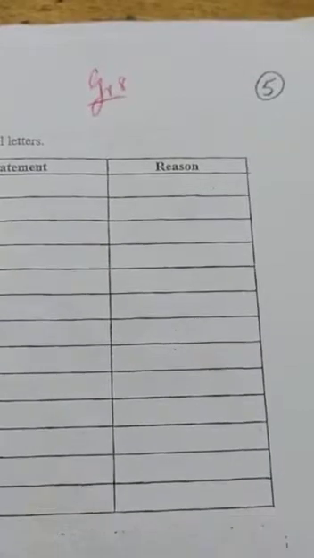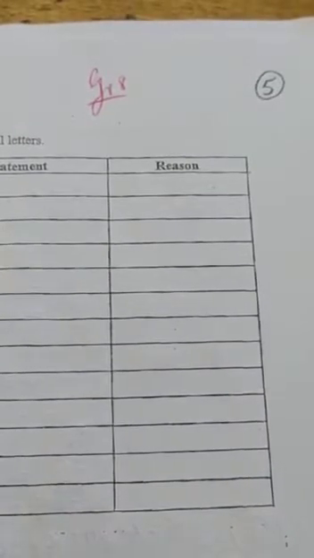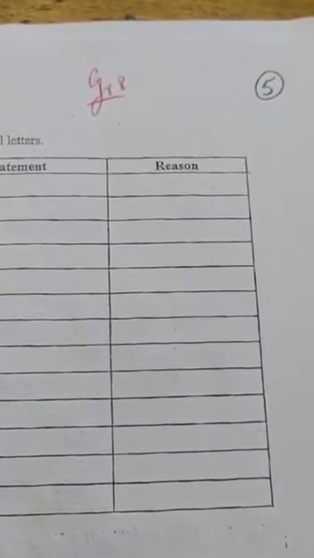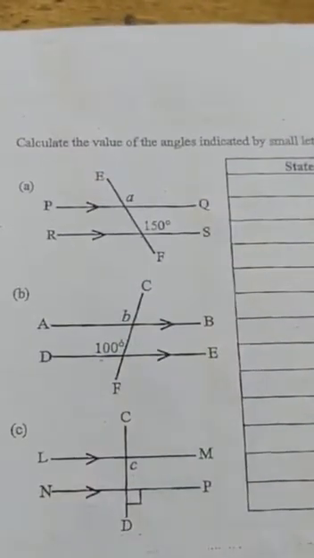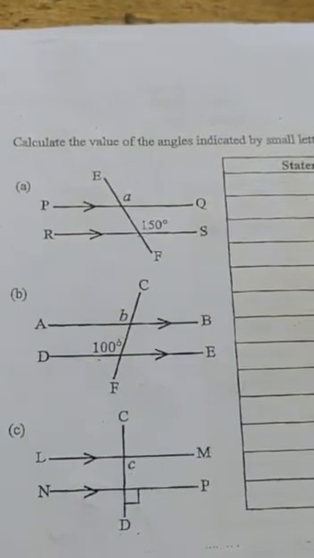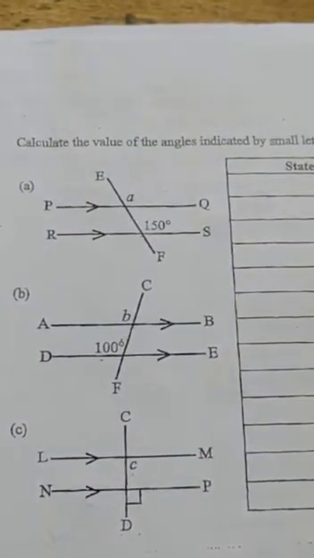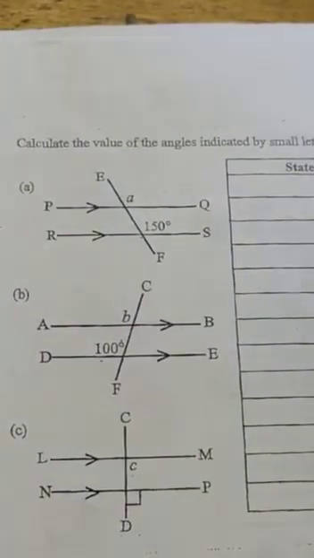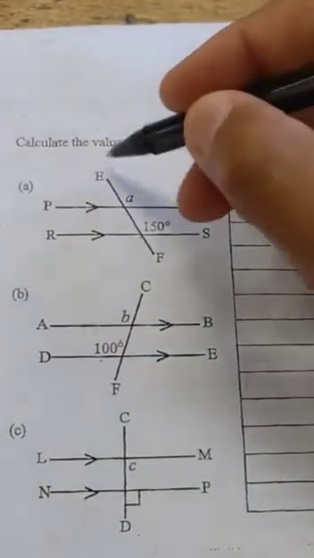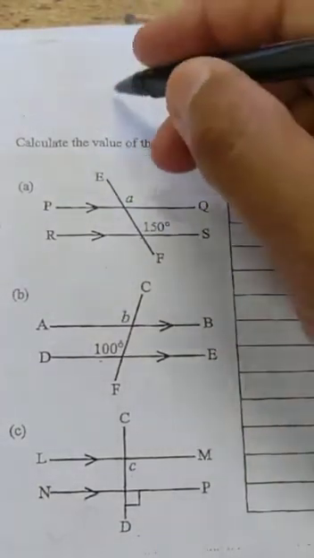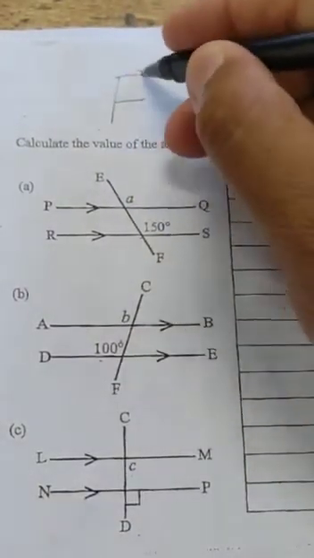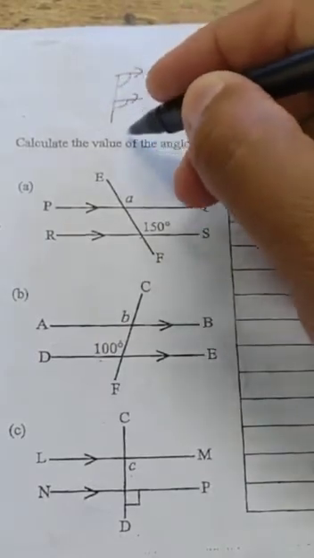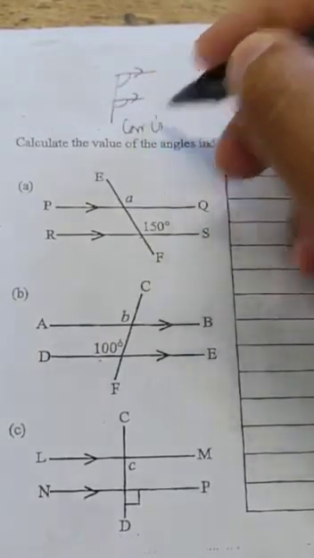Good morning, class. So today we're looking at geometry from the workbook on page 5. So the question is: calculate the value of the angles indicated by the small letters. At this point I have explained already with regards to the F angles. Corresponding angles are equal.